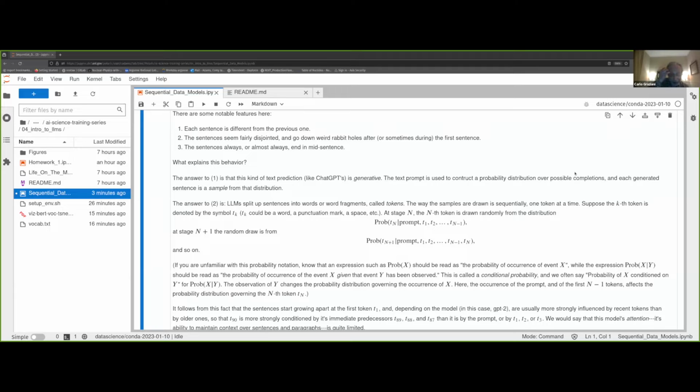So, just as an aside, if you're unfamiliar with this probability notation, you've probably seen it, but you shouldn't feel bad if you haven't. The notation prob x simply means the probability of occurrence of an event x. And if you have an expression like prob x vertical bar y, that should be read as the probability of the occurrence of x given that y has been observed. And we call this a conditional probability. The point is that the probability of x happening by itself, just naked of any conditioning, can be different from what you would say about the probability of x if you know some additional information contained in y.